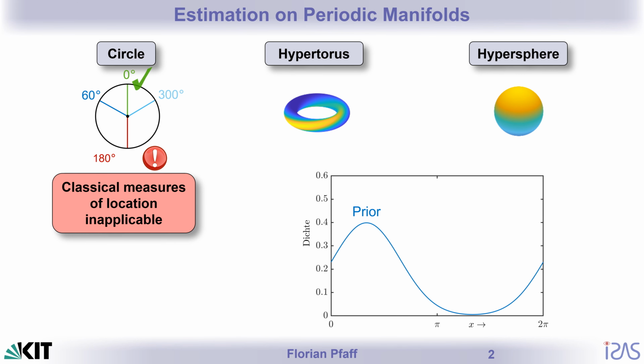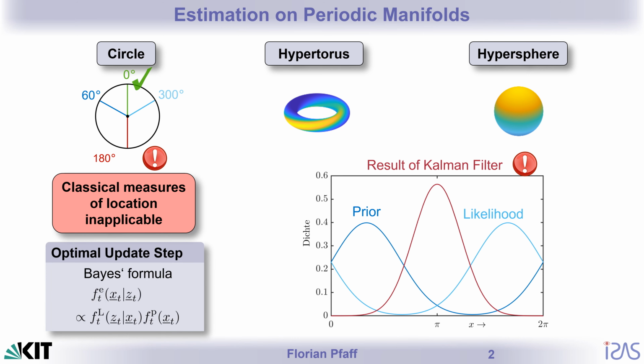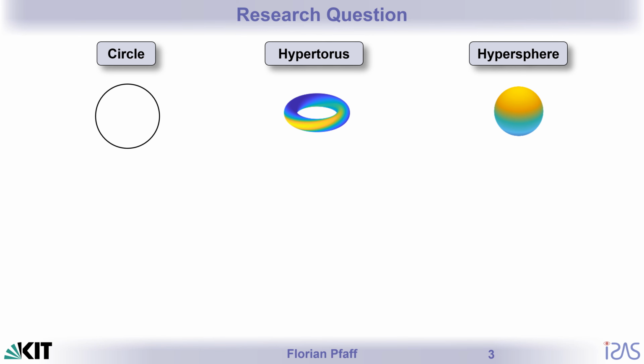And this is not just a theoretical problem. If you have a prior density with a mean at 60 degrees and a likelihood with a mean at 300 degrees, then your Kalman filter will give you something with a mean at 180 degrees. However, this is not a problem of Bayes' formula. If you apply Bayes' formula, you will get something that has its mean, the circular mean in this case, at 0 degrees. So where are the research questions?